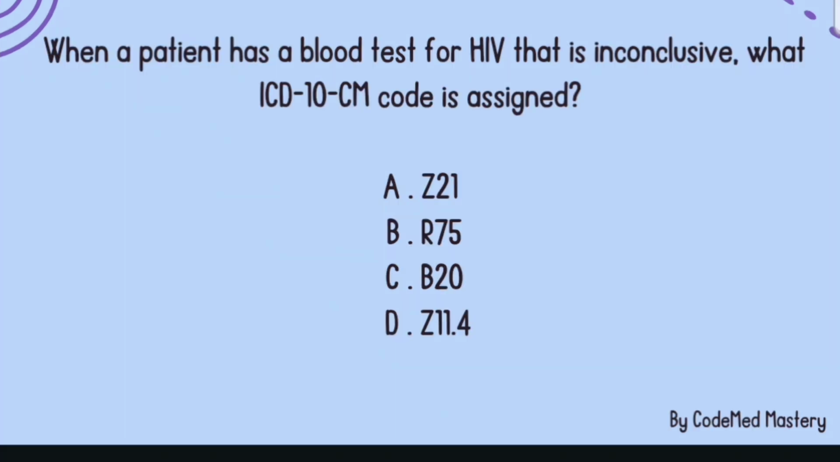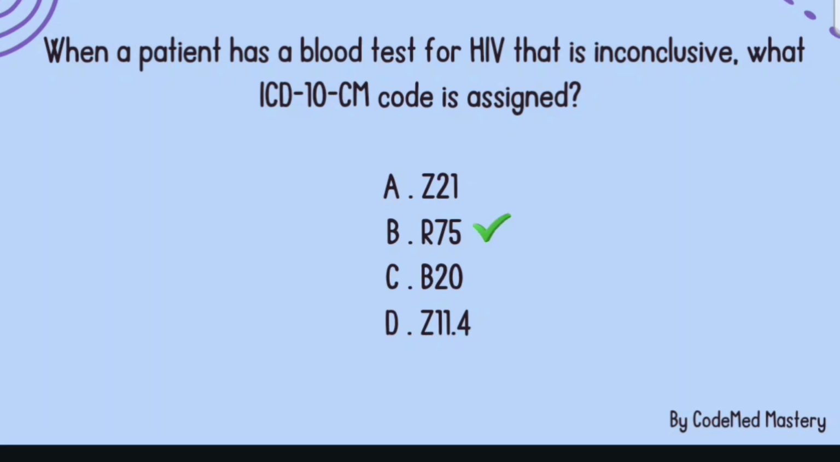When a patient has a blood test for HIV that is inconclusive, what ICD-10-CM code is assigned? Option A, Z21, option B, R75, option C, B20, option D, Z11.4. Can you think of the right answer? The right answer is option B, R75.